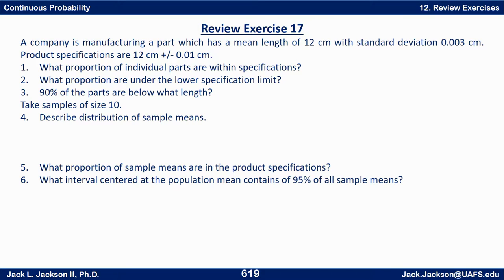Okay, review exercise 17 from Unit 3, continuous probability. A company is manufacturing a part which has a mean length of 12 centimeters and a standard deviation of 0.003 centimeters. Product specifications are 12 centimeters plus or minus 0.01 centimeters. What proportion of individual parts are within specifications?